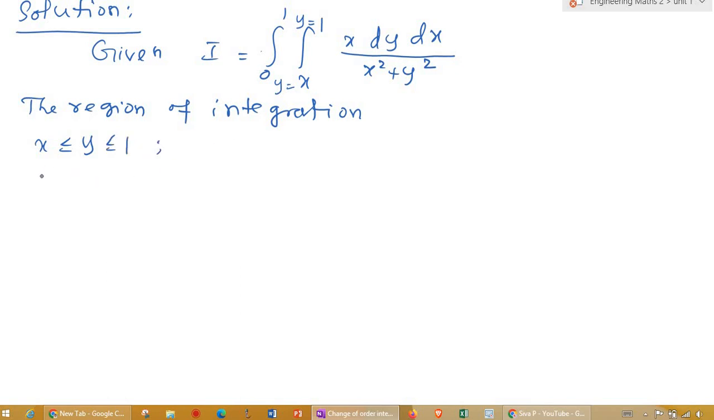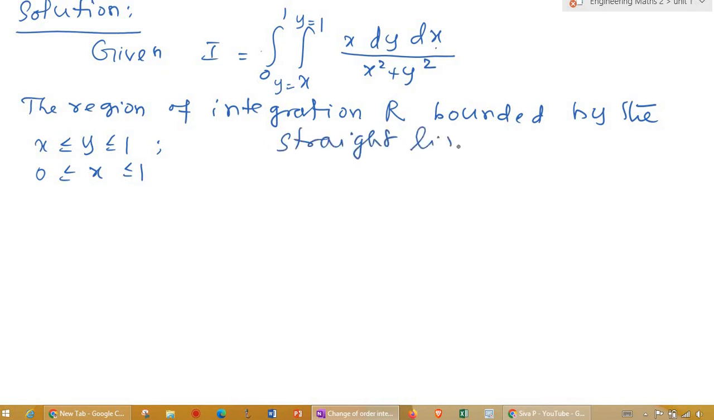Similarly, the outer integration is x. Therefore, the limits are from 0 to 1. That means 0 less than or equal to x less than or equal to 1. Therefore, what is the region of integration? The region of integration is bounded by the straight lines y equal to x, y equal to 1, and then x equal to 0 and x equal to 1.